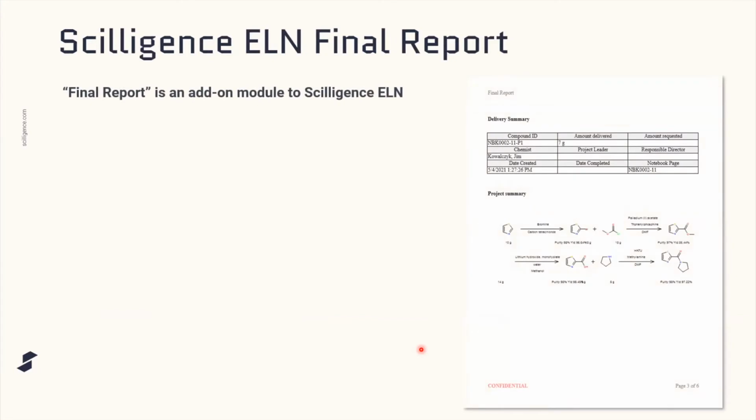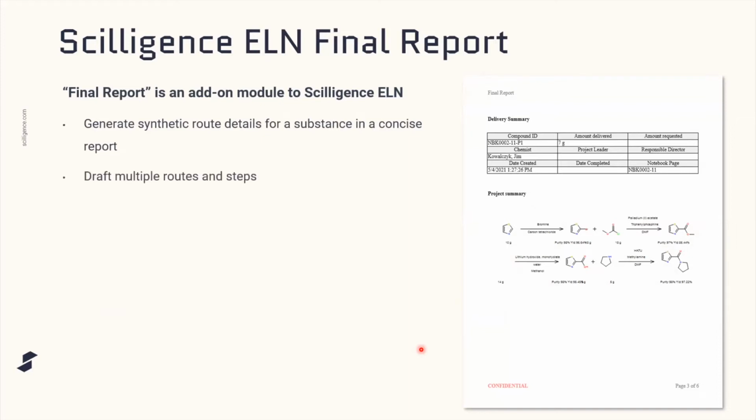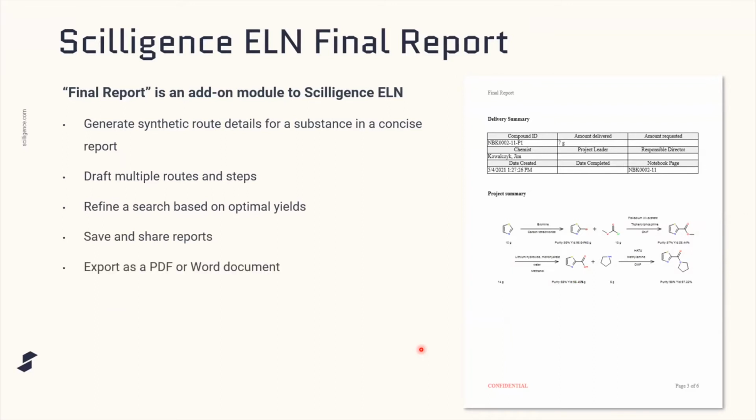So what is Final Report? Our Final Report module is an add-on to Scilligence ELN. It generates synthetic routes and details for a substance in a concise report. You can draft multiple routes and steps. You can refine the search based on optimal yields, or maybe you want to base it on scale. You can save and share reports once you've completed them. And you can export them as PDF or Word documents. And you'll see that in the demo.